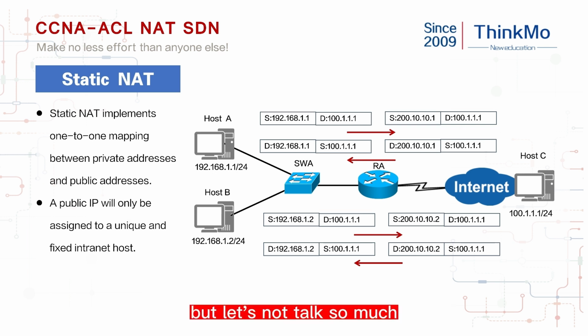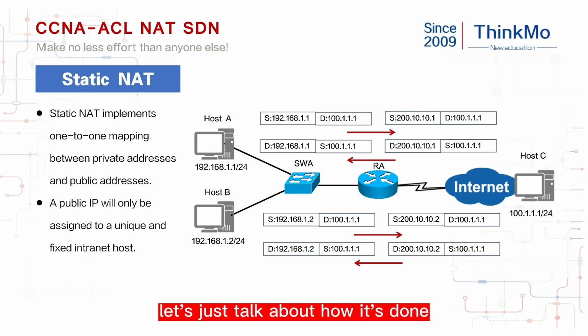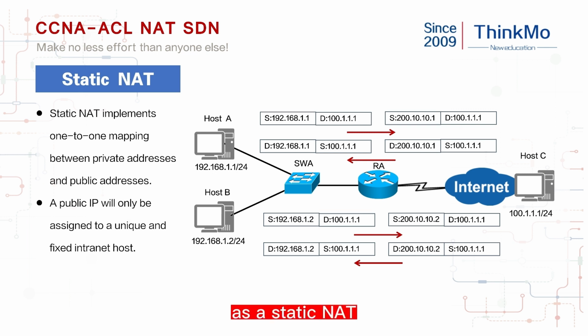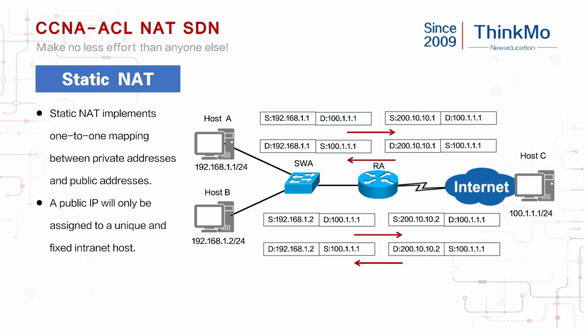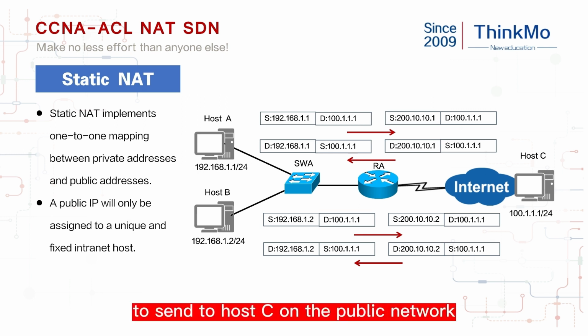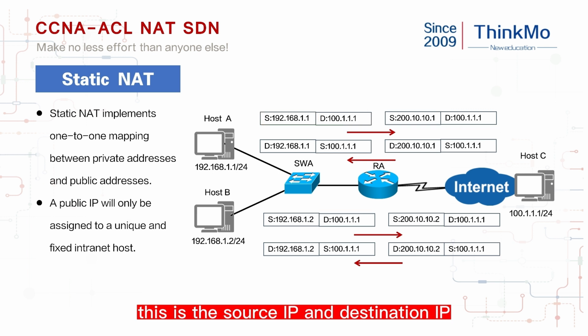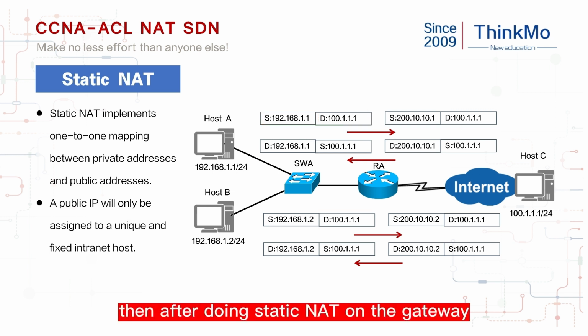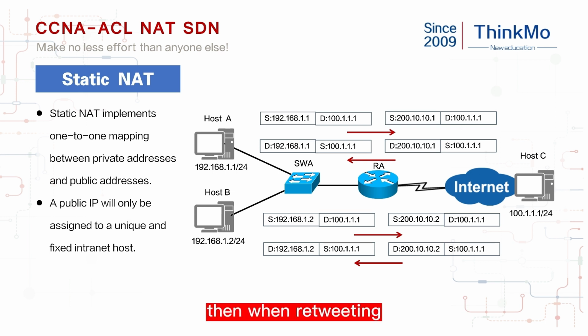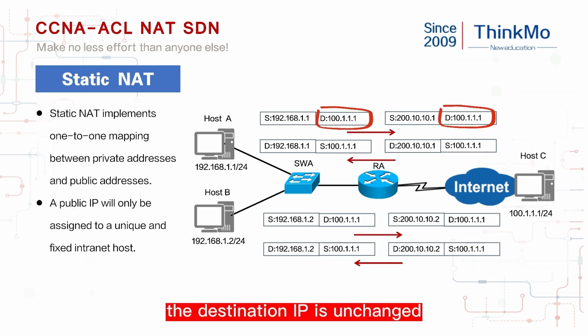But let's not talk so much about that, because now it's useless. Let's just talk about how it's done. In static NAT, this is translating the source address. Now host A sends data to host C on the public network. This is the source IP and destination IP. Then after static NAT is done on the gateway, it will forward a corresponding packet. When forwarding, you will find the destination IP is unchanged.